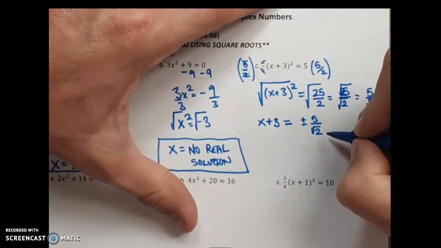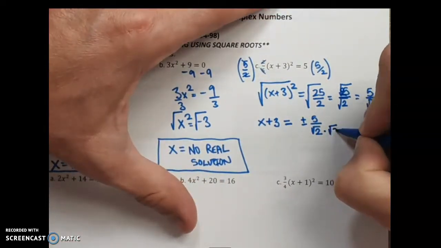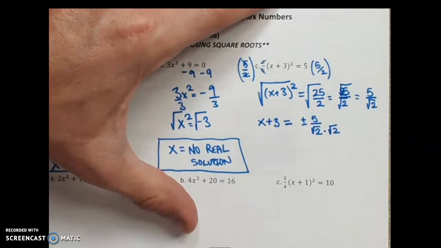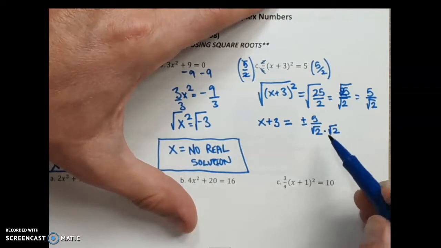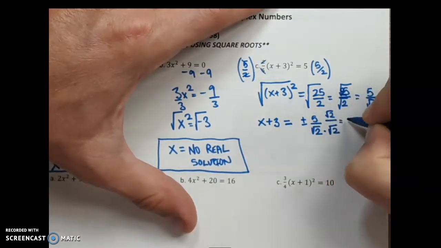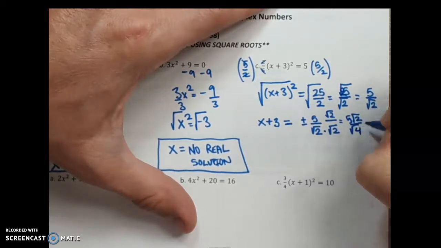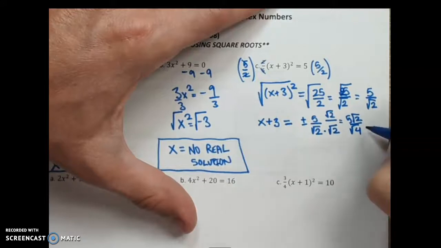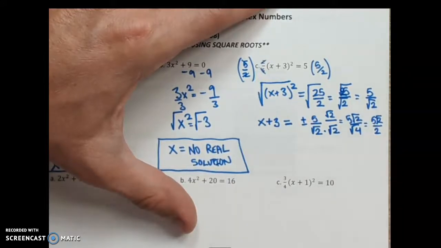And in order for me to get rid of that radical, I'm going to multiply by something to make it a perfect square. In this case, 2 times 2 is 4, which is a perfect square, so I get the square root of 4. So I get 5 root 2 over the square root of 4. Square root of 4 is 2. And now I got rid of that radical in the denominator.